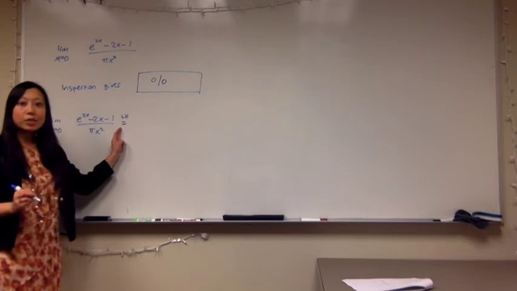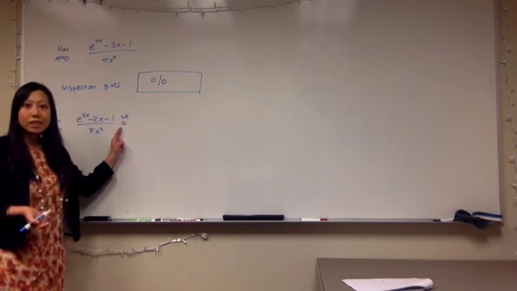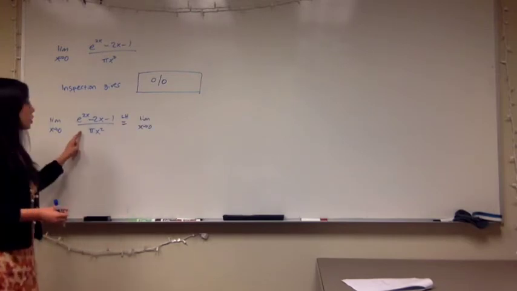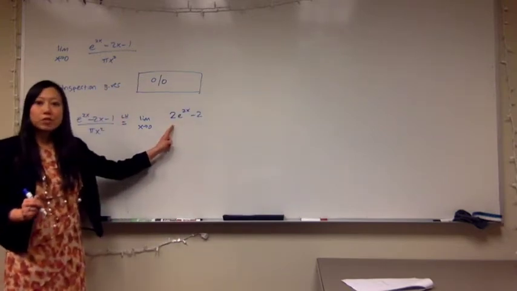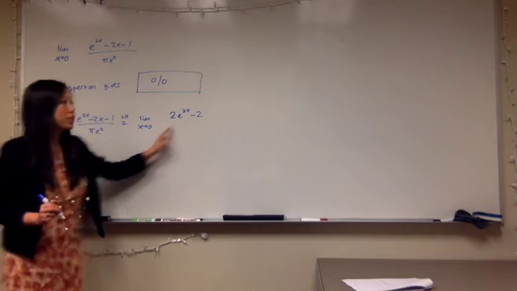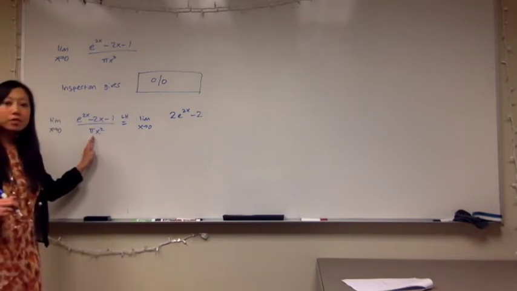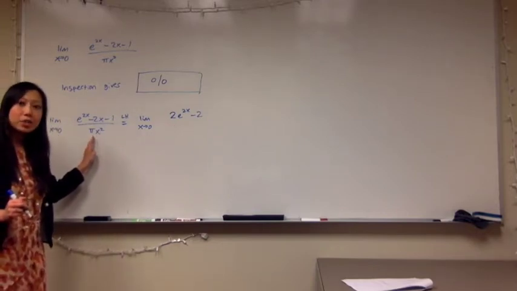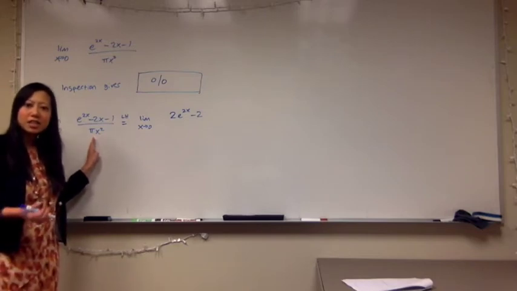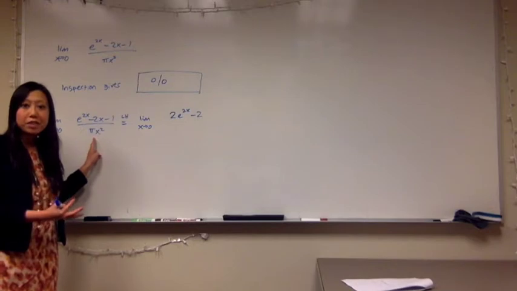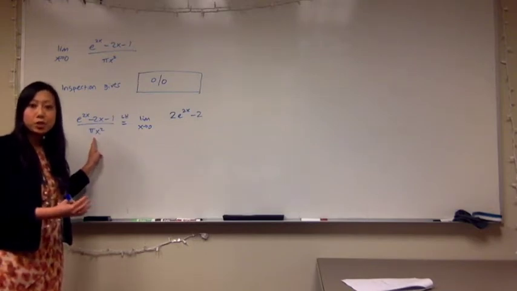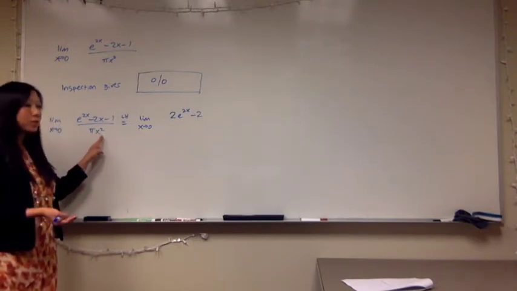Again, indicating that I'm going to do L'Hopital by writing an LH over the equal sign. So now I take the derivative of the numerator. So don't forget about chain rule. We have 2 e to the 2x minus 2. And then the bottom, the derivative is pi times 2x, right? Because pi is just a constant. So if we found the derivative of 5x squared, it would be 5 times 2 times x. So here we have pi times 2x.